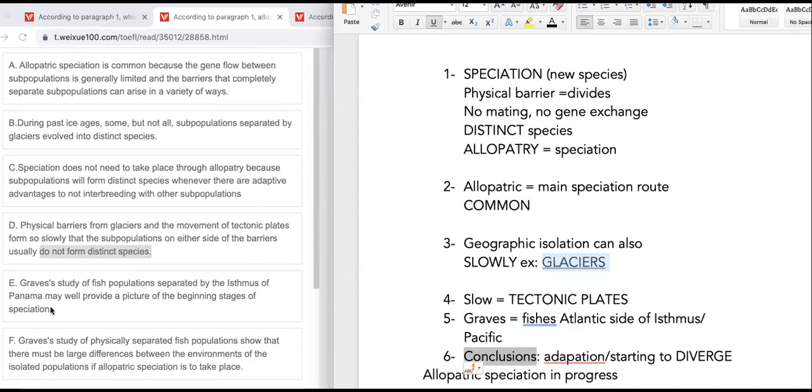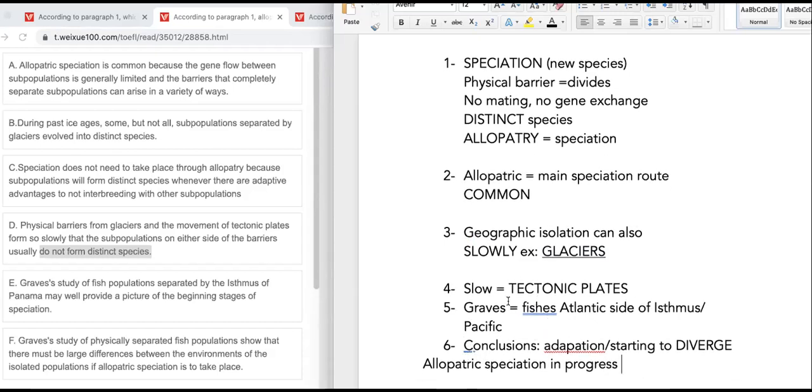And let's go, oh, see, TOEFL loves to have two things. See how Graves is E and Graves is also F? So one of these about Graves has got to be wrong. Let's see, Graves' study of fish populations separated by the Isthmus of Panama may well provide a picture of the beginning stages of speciation. Well, that was true because we've got Graves mentioned right at the end. He got the fishes. They mentioned the Atlantic side of the isthmus. Yes. And we got in the last paragraph too that it was the beginning of it, right? It was allopatric speciation in progress is what he found. It was starting, right? So I do have a match for that in my notes.